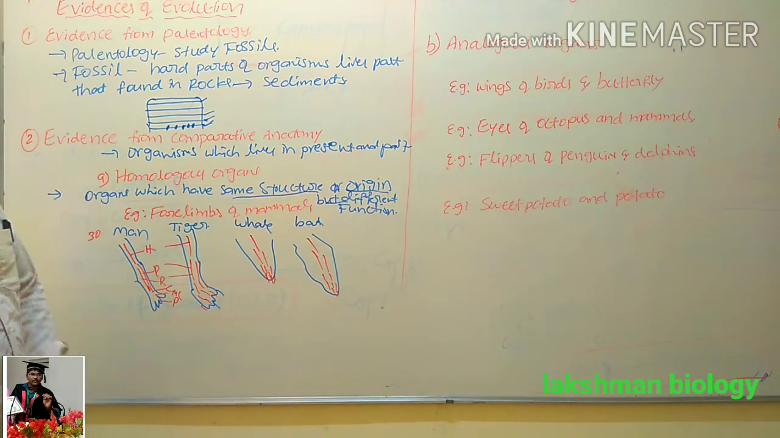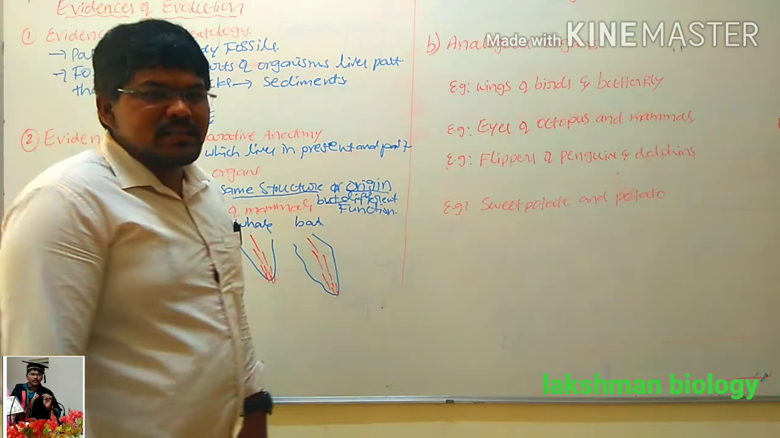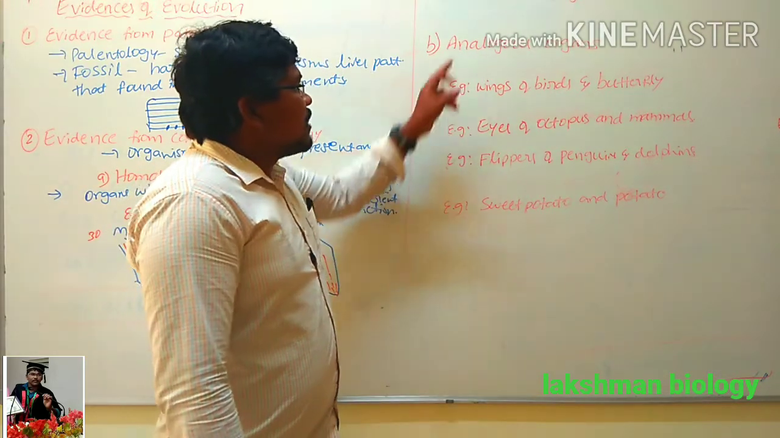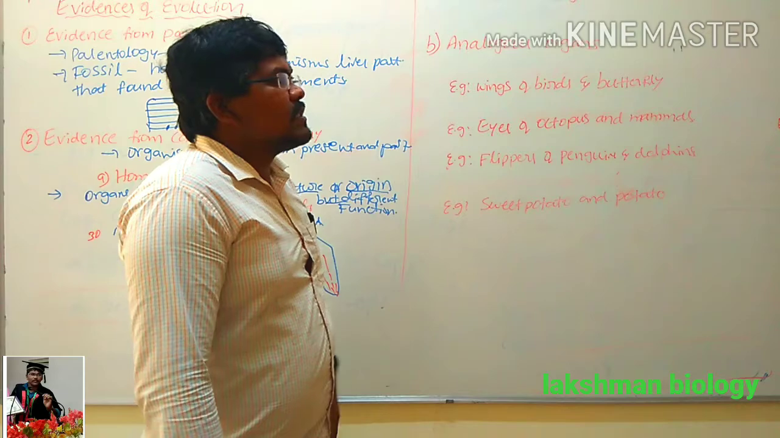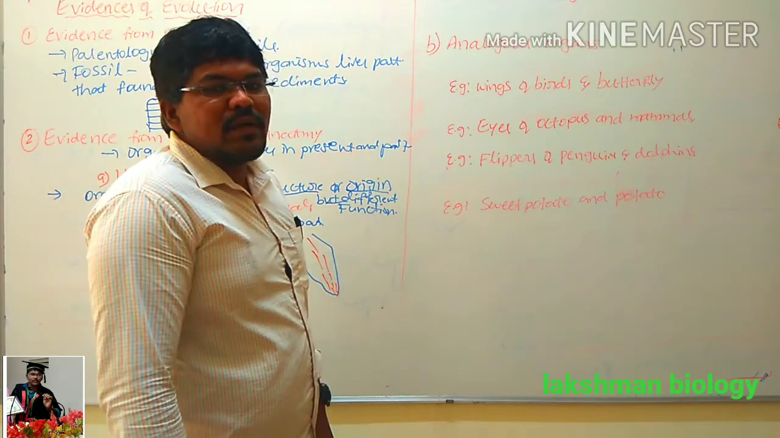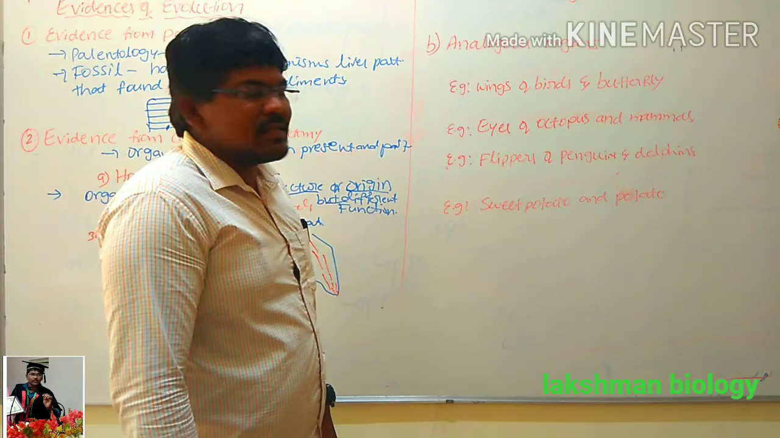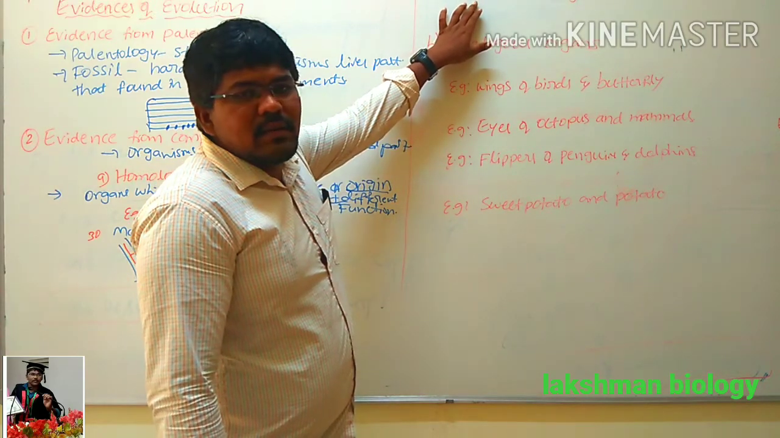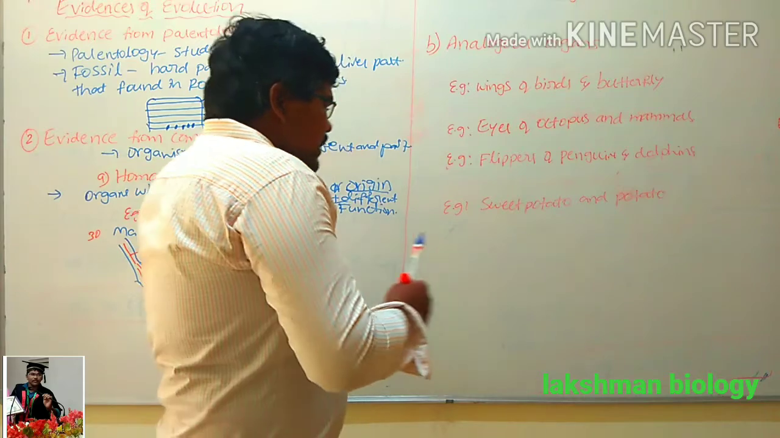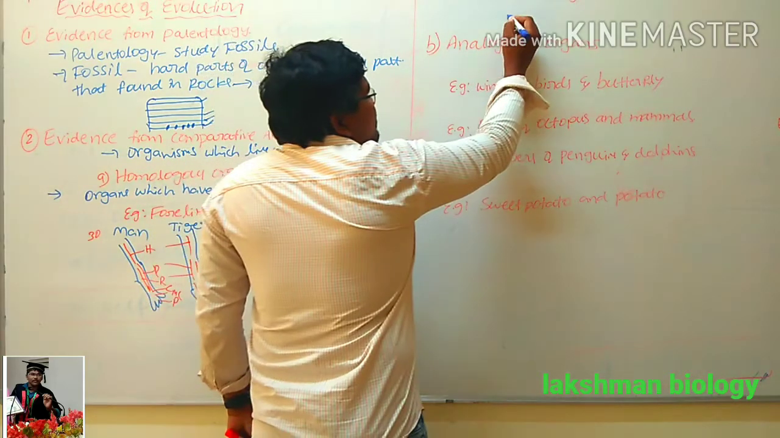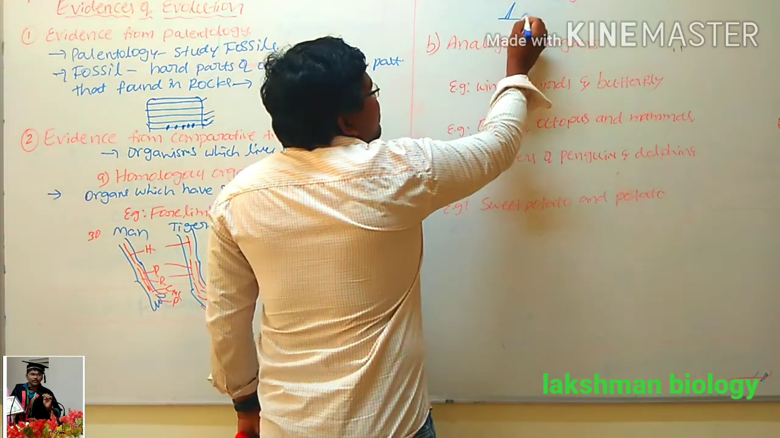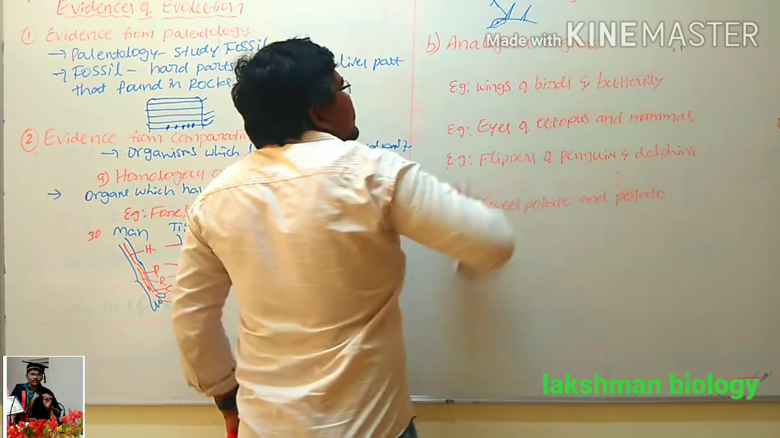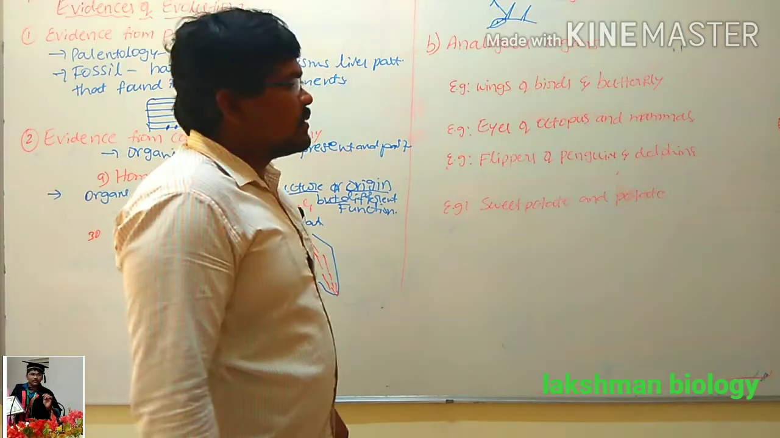After that, we have to take one example of homologous organs in plants also. We will take one example from the plants: thorns of bougainvillea and tendrils of cucurbita. The example of homologous organs in plants is thorns of bougainvillea and tendrils of cucurbita. These are the thorns of bougainvillea.